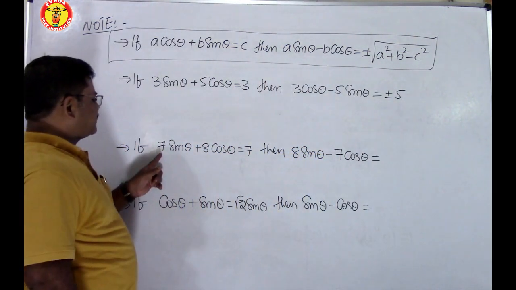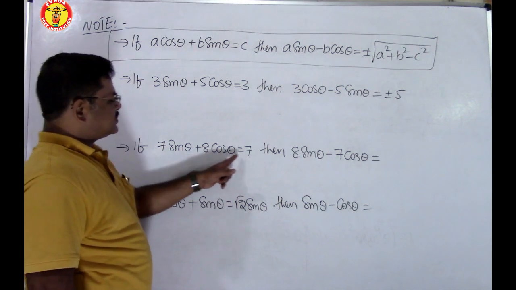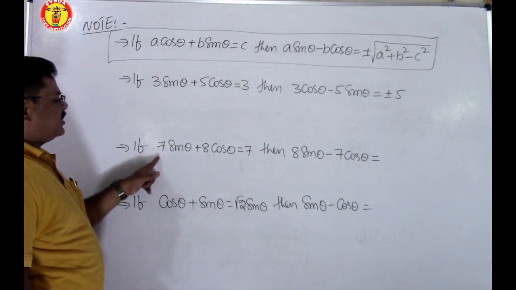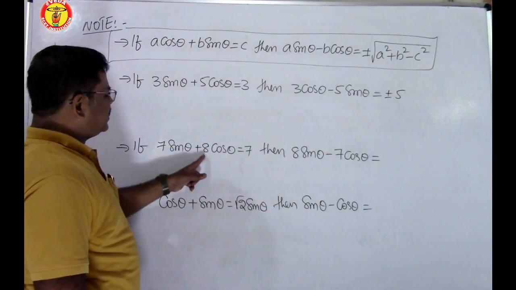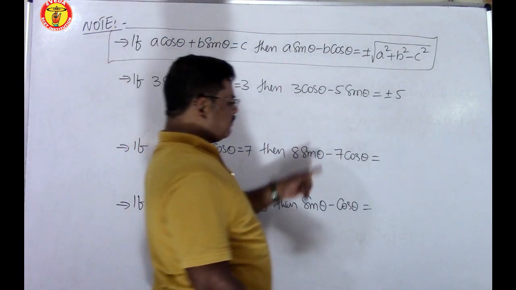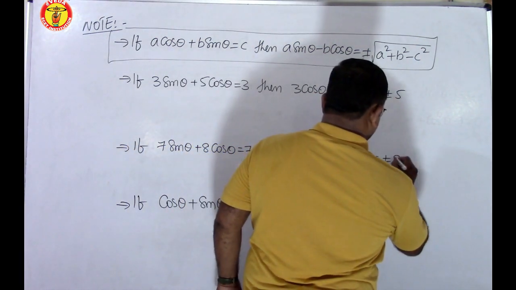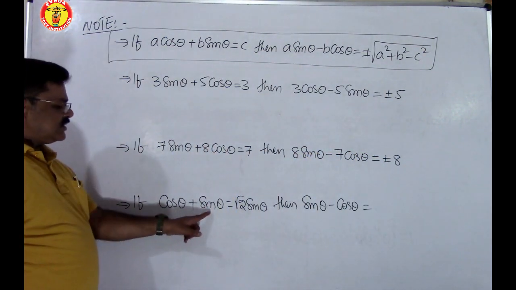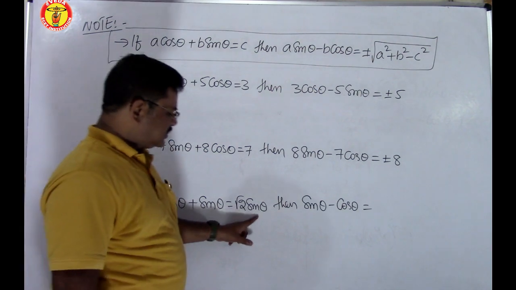Now coming to the next problem. 7 sin theta plus 8 cos theta is equal to 7. Which two coefficients are repeating in our problem? Which two constants are repeating? 7 and 8. Already he used 7. Then what we have to use in the second? 8. Isn't it? Next, in this problem, cos theta plus sin theta is equal to root 2 sin theta.